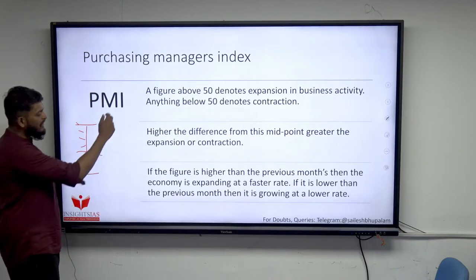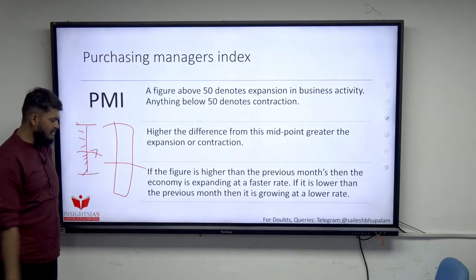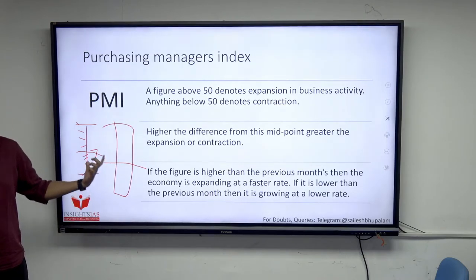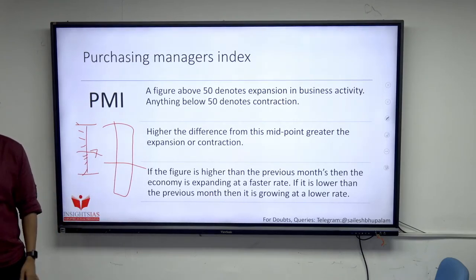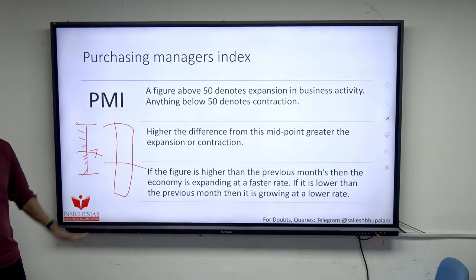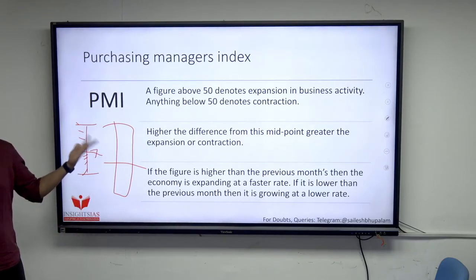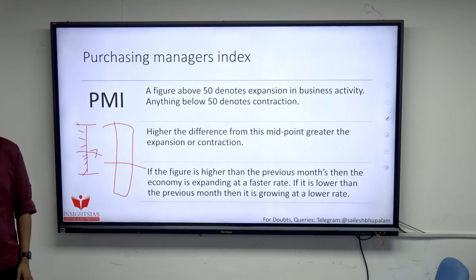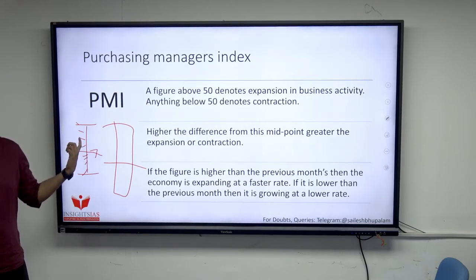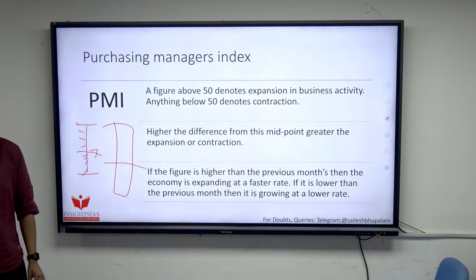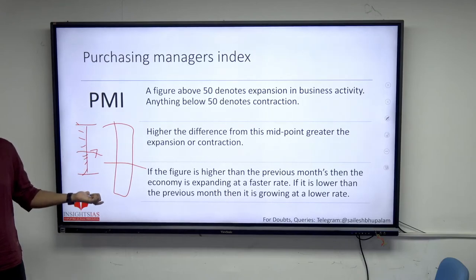Similarly, we have created this purchasing managers index in such a way that 50 is neutral, exactly the same production as last month. 51 means slightly more production than last month. 49 means slightly less production than last month. So depending upon the score, imagine 35, drastically less production compared to last month. Imagine last month was 50, this month is 45, next month is 40. What is happening? Production is consistently reducing. What type of cycle are we in? It is contraction, it is a vicious cycle.